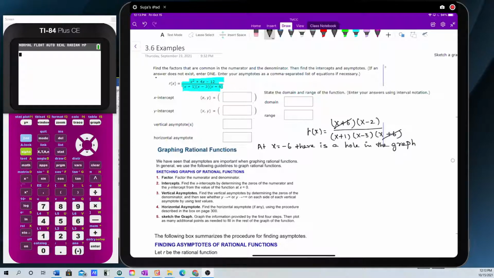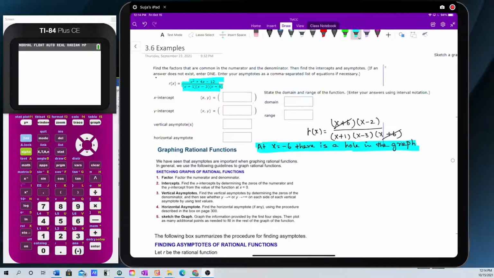I'll revisit this at the end when I'm graphing it, but this is important information that I need to remember. So let me highlight that. When I look at the graph at the end, we will look for what the y value is at x equals negative 6.